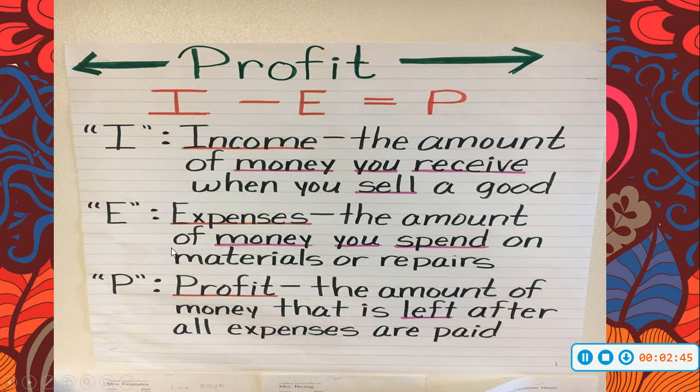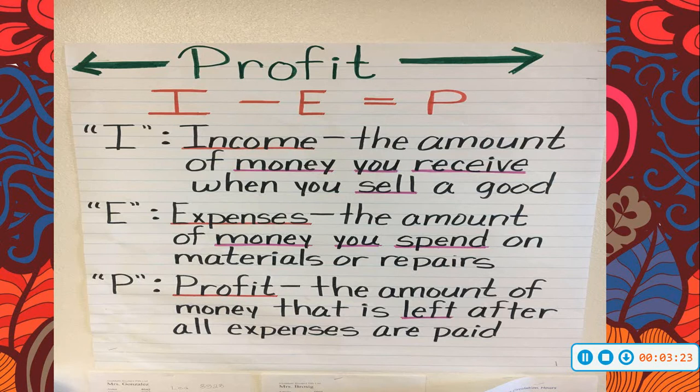So profit, you may pause the video and jot down these terms in your notes. Profit, I-E-P. The I is your income. That's the amount of money you receive when you sell a good or you go to work. E, expenses. That's the amount of money you spend on materials or repairs and supplies. For instance, you need gas to go in the lawnmower. You need the lawnmower. You need maybe some cutting shears. Just whatever you spend in the business, that's your expenses.